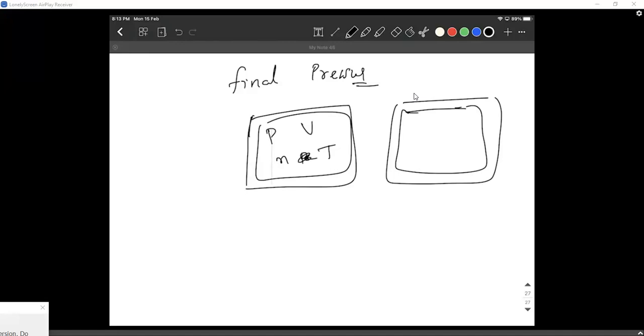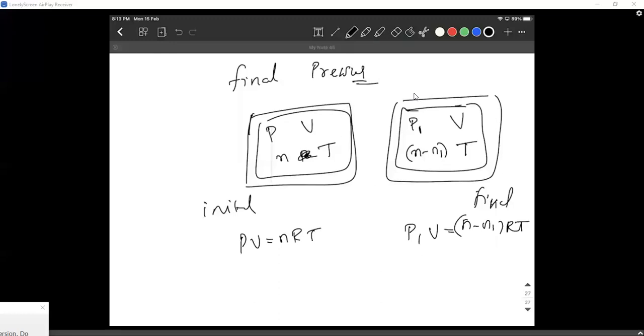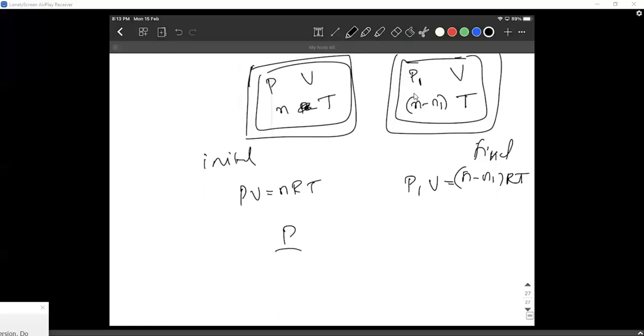Just make this a habit: whenever you're solving a problem from kinetic theory of gases, always try to draw the initial and the final situations. It gets easy for you. In the final situation, let's say the pressure has become P1, the volume is still V, the temperature is still T, and the number of moles is n minus n1. So PV equals nRT on this side, and P1 V equals (n minus n1) RT on this side. All I have to do is divide these equations: P by P1 equals n by (n minus n1). From that, I can easily find the final pressure P1.